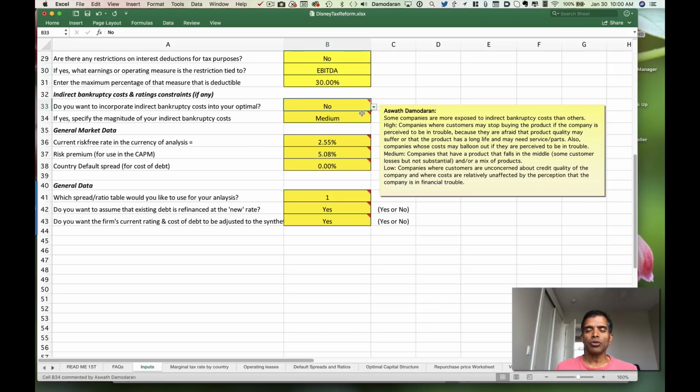Then I introduce a tweak in the model. One of the limitations of the cost of capital approach is I keep the operating income and cash flows fixed.